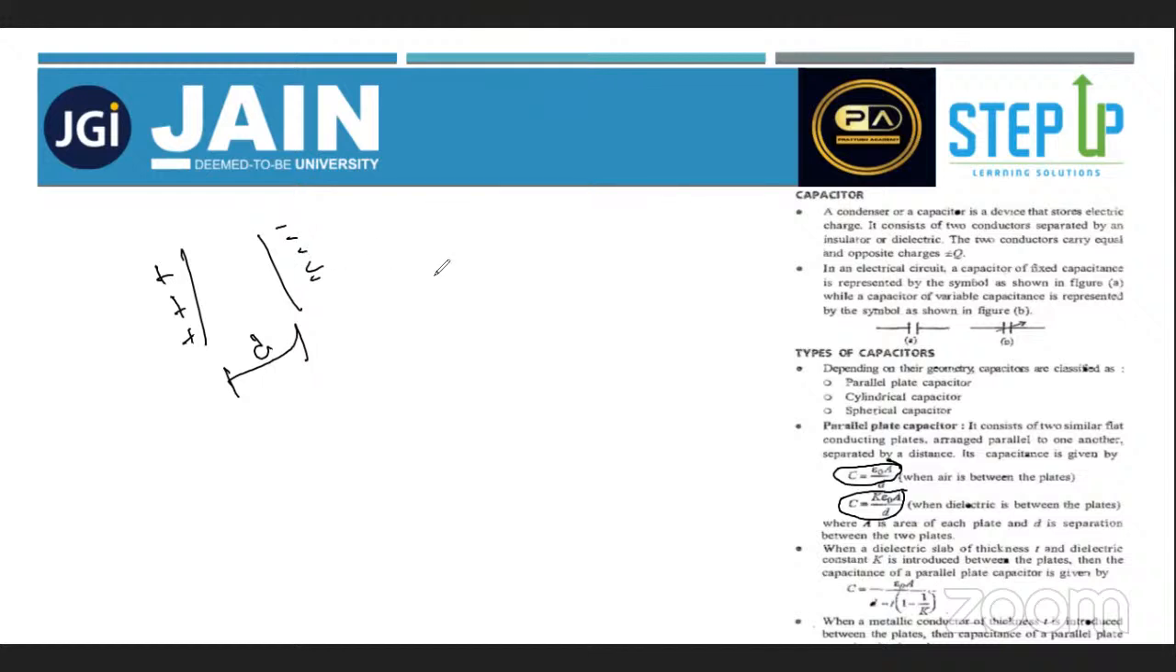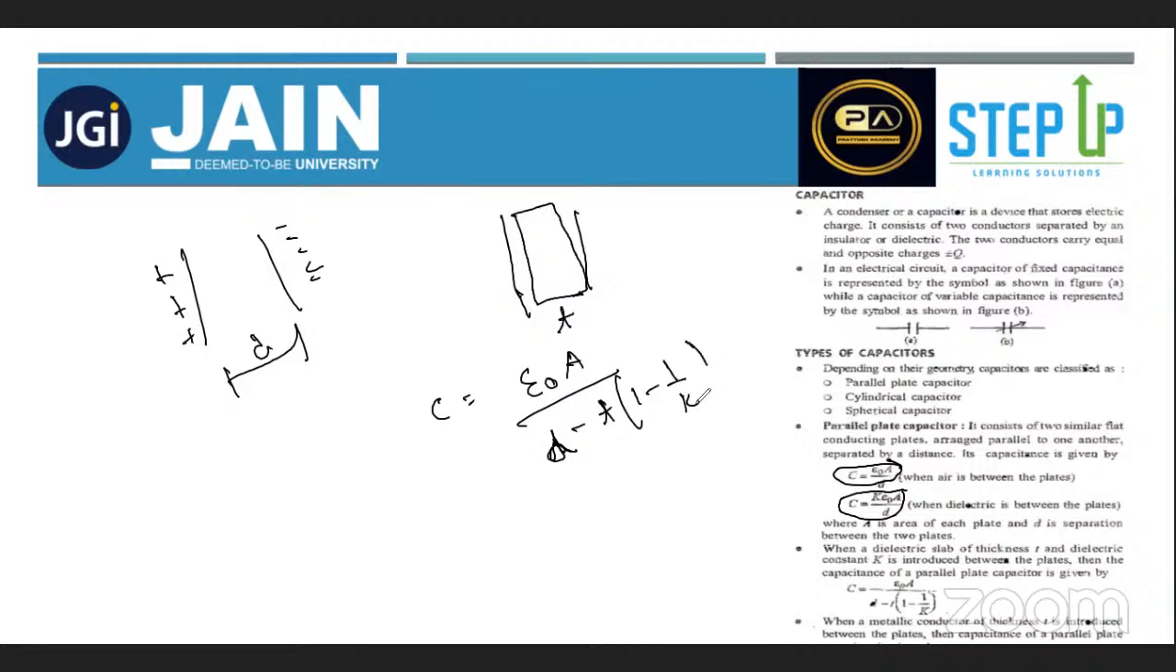For that, let's say this is a capacitor, and we are trying to insert an insulator whose thickness is T. If I'm trying to write the capacitance, it will be given by epsilon naught A over D minus T times (1 minus 1 by K). This is when there is an insulator inserted between the two parallel plates whose dielectric constant is K and thickness is T.